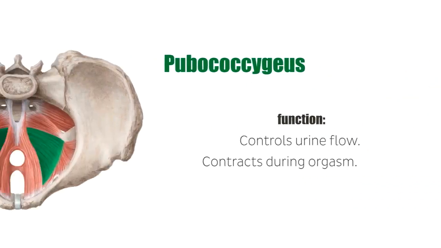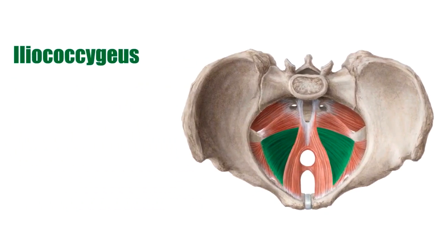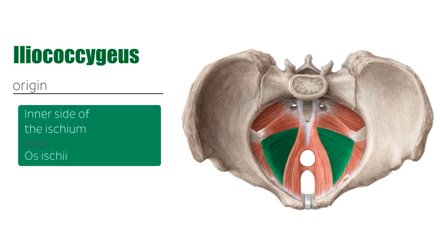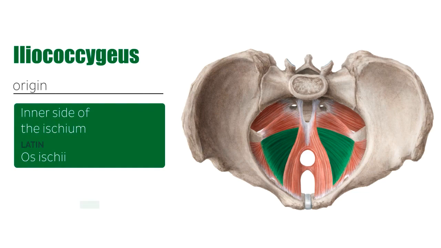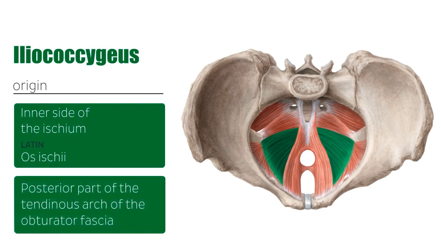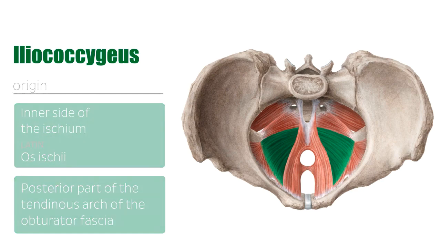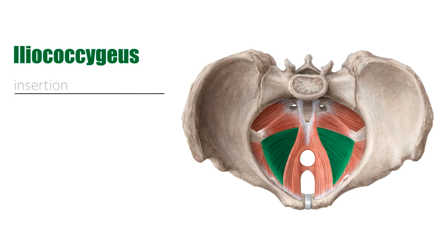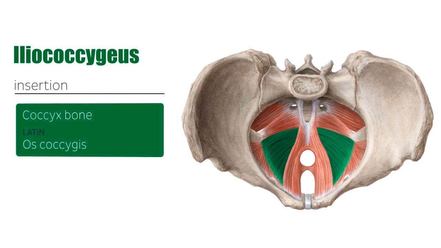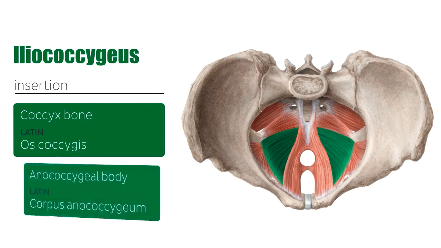Next muscle that we're going to be highlighting here on this image is the iliococcygeus. This muscle is also part of the levator ani group of muscles. When it comes to the origin points, the iliococcygeus arises from the inner side of the ischium and also from the posterior part of the tendinous arch of the obturator fascia. The muscle goes all the way to insert at the coccyx or the tailbone and also the anococcygeal raphe or body.